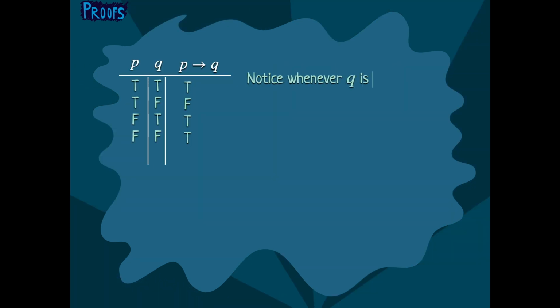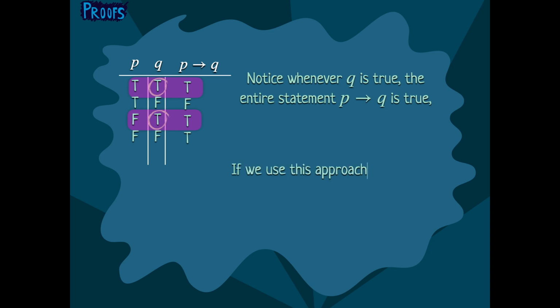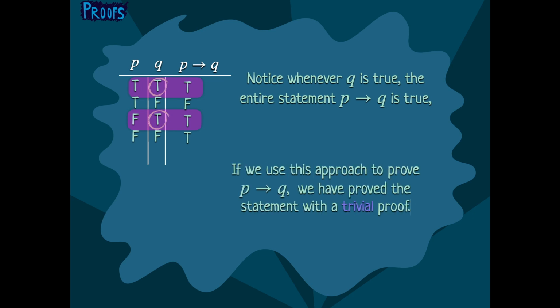Alright, so for reference we have our conditional truth table. And notice that whenever Q is true, the entire statement if P then Q is true. So again, whenever Q is true, if P then Q is true. So if we try to prove a statement that way, we've done so with a trivial proof. And if we shift that down, whenever P is false, if P then Q is true. Those are the last two cases. And if we prove a statement this way, we're proving it vacuously.